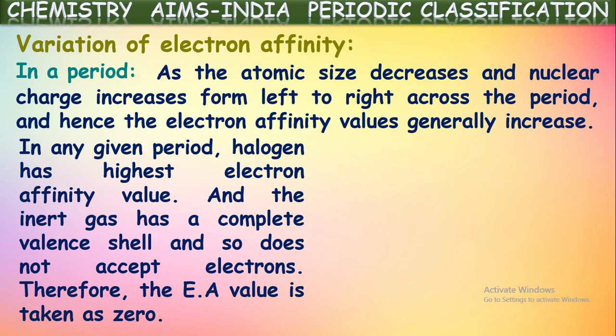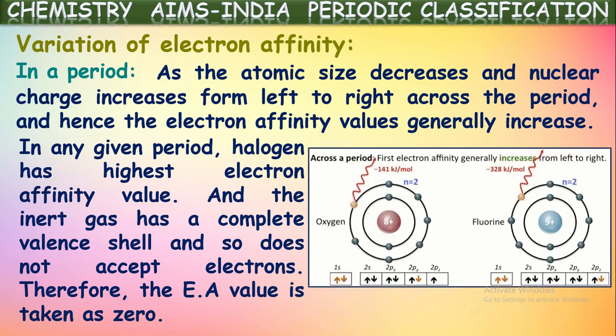For inert gases, as they have a completely filled valence shell, they do not accept any electrons. If there is no acceptance of electrons, there is no term of electron affinity. So we can say electron affinity values for noble gases are 0. Till then, they increase from alkali metals to halogens. So the halogen of a period will have the highest electron affinity value, and noble gases have 0 electron affinity.